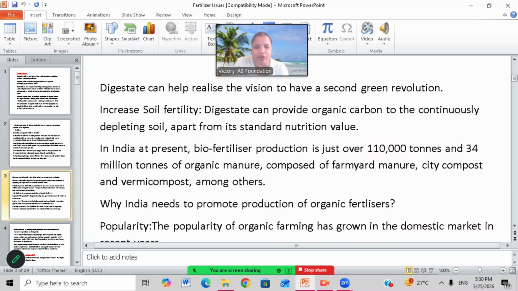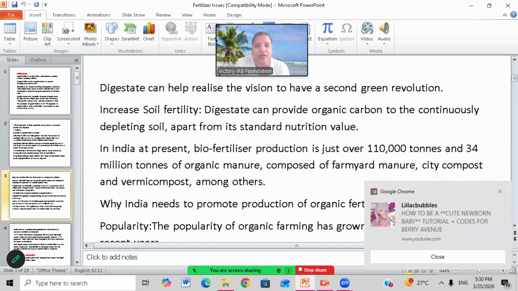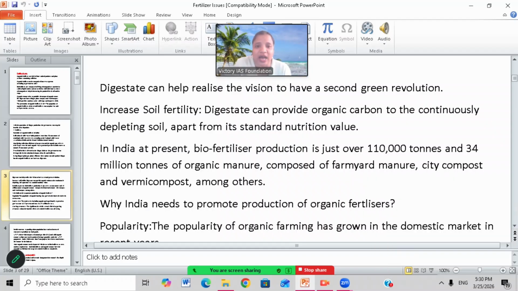Okay, and fertility. In India, at present, biofertilizer production is just over 1,10,000 tons, and 34 million tons of organic manure, composed of farmyard manure, city compost, vermicompost, and others. So right now, biofertilizer production is about to reach 1 lakh tons in India. Out of these, 34 million tons constitute the organic manure.